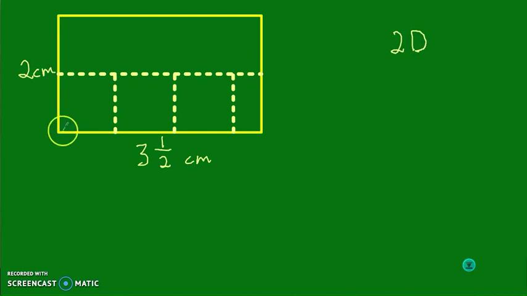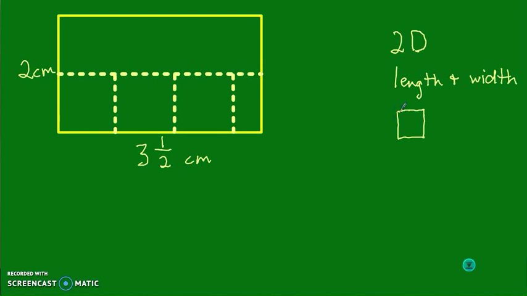And why are there two dimensions for area? Area has two dimensions because it has both length and width. And when we measure area, what do we use to measure area? If you remember, we use squares to measure area.